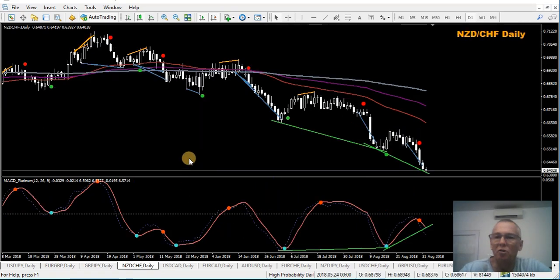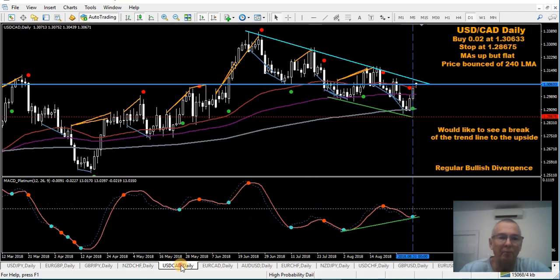New Zealand Swiss franc. I think I was in a buy here previously, got stopped out by the looks. Now price is continuing down. We're still potentially setting up for regular bullish divergence here. So if we get another buy signal down here and the MACD sort of stayed up at this level up here, then we'd be good to go again. But at the moment, no trades on.